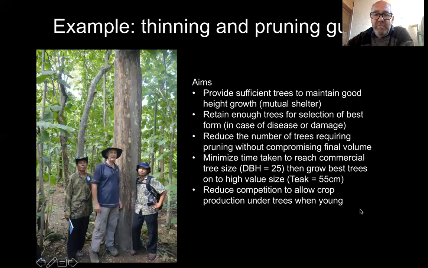So pruning and thinning. Some of the aims I've listed here: how to grow a good tree, provide sufficient trees to maintain good height growth. You need that mutual shelter. On an exposed site, the more trees you need. You can mix species to get the shelter, and then remove that secondary species if you've got a slower growing one you want to grow on. Retain enough trees to select the best form. If you've got a highly genetically diverse stand, or you have factors that influence form, such as wind and insects, you need many trees to choose from to get good ones. Have more Form 1 trees. The harder you do your culling, the better quality of your forest when you leave it. So you need enough trees for that.